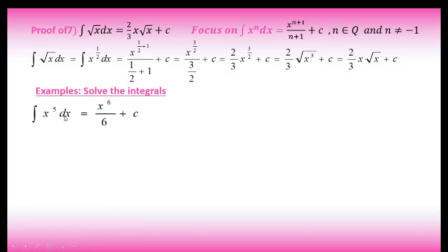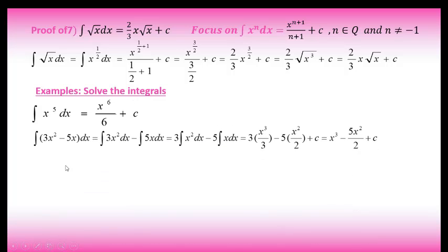Integral x to the power 5 dx is a direct application of the main property. n equals 5, now add 1, the new power is 6, divided by 6, plus c. c is written alone.